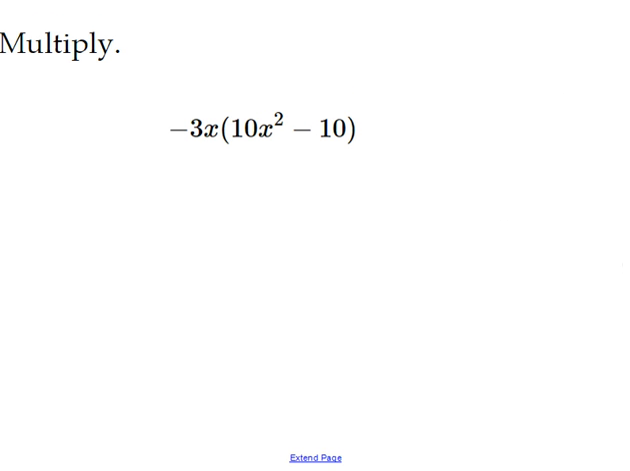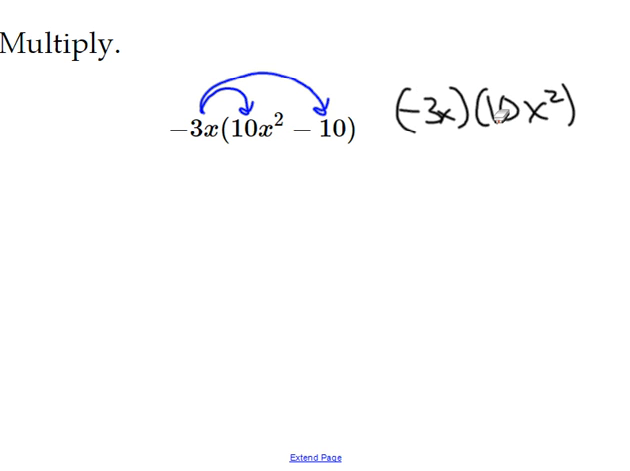Okay, here is another example. Try this one out. Pause the video, see if you could figure out what you get when you multiply the outside term by the terms inside the parentheses. Okay, so I hope you tried it out. Remember, when you are distributing, you are multiplying. So the outside term is being multiplied. It's being distributed to the terms inside the parentheses. So negative 3x multiplied by 10x squared.